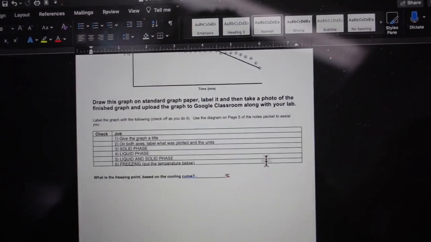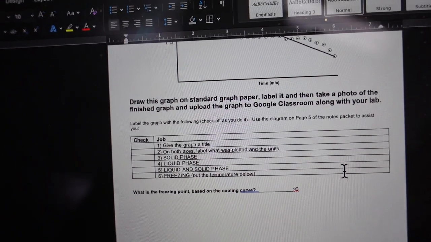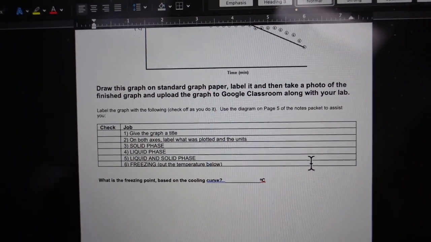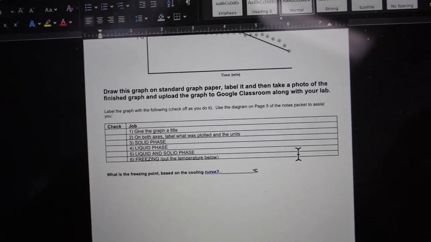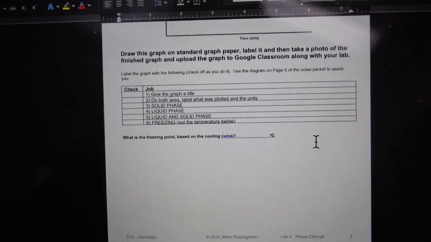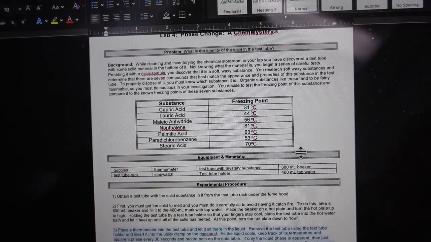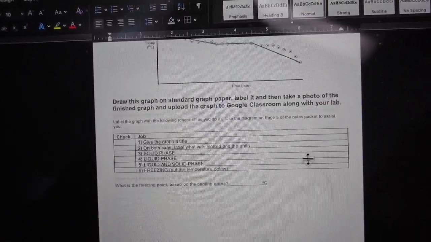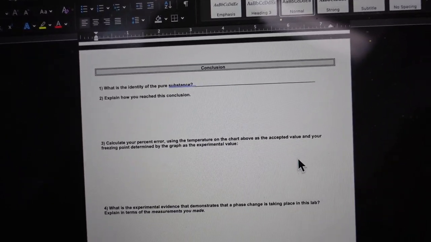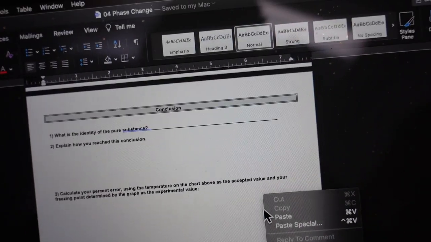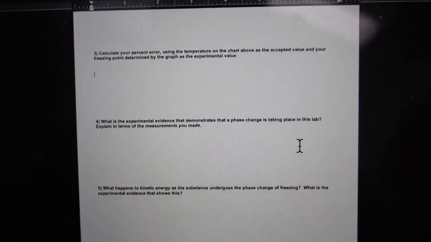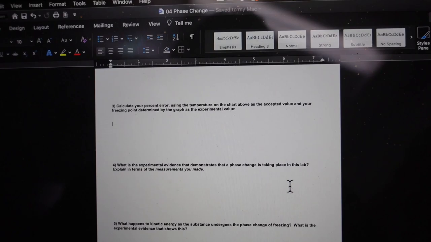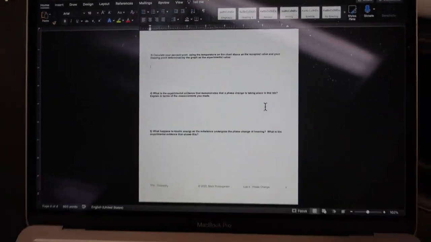So what is the freezing point? Now make sure that you're also marking all of these, checking all of these off as you actually label them on your graph. What is the temperature, the freezing point? Based on the chart at the beginning and that freezing point, what is the identity of your pure substance, and explain how you arrived at that conclusion. And then there are some more questions to answer, and then you can go ahead and submit this lab.